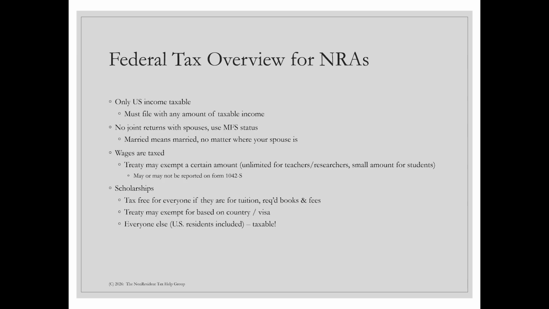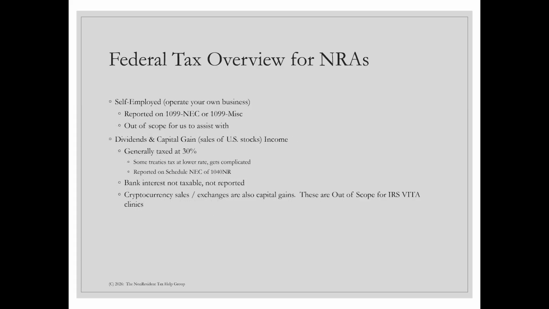For a scholarship, if it is for tuition, required books, or fees, it's going to be tax-free for everyone, residents, non-residents, everyone. If it is for other things like room and board, living expenses, travel, it's going to be taxable for most people, but for everybody that has a treaty, you may be able to exempt it from tax. So for other things, treaties may exempt, but everything else is going to be taxable.